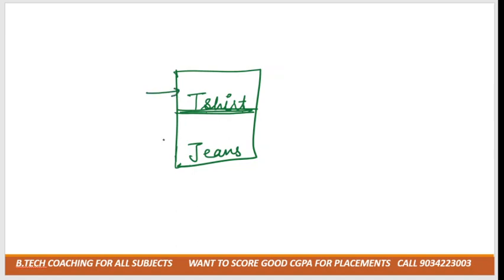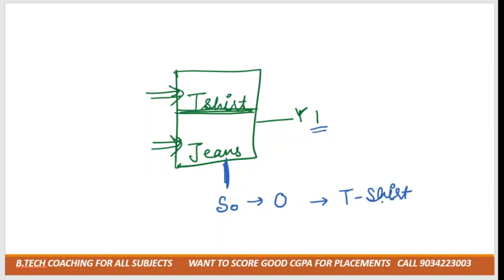That means we have two inputs, right? One input is the t-shirt, which you put into your almirah. The other input is the jeans, which you put into the almirah. But the output is only one. So we have to select, and the select line is also one. If you press 0, then the t-shirt will come out. If you select 1, then the jeans will come out. It's like an automatic almirah.